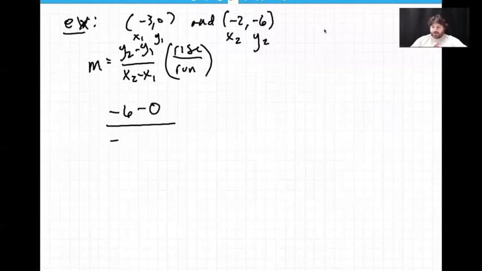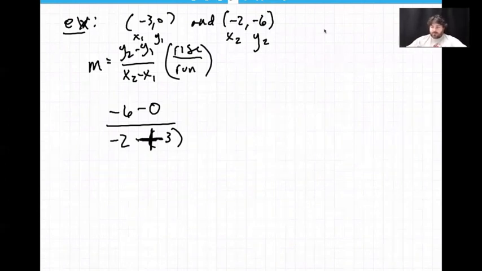divided by x2, which is -2, minus a -3. Now notice, since there's a minus sign in the formula, I have to put a minus sign. But then that x1 is negative, so I need to put a -3 there. There's going to be double signs, so I'm going to have to change that to a plus. Okay, those two negatives make a plus.